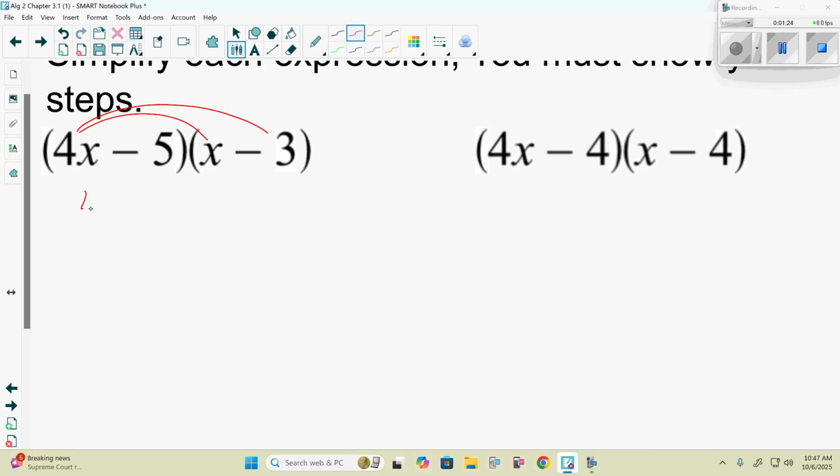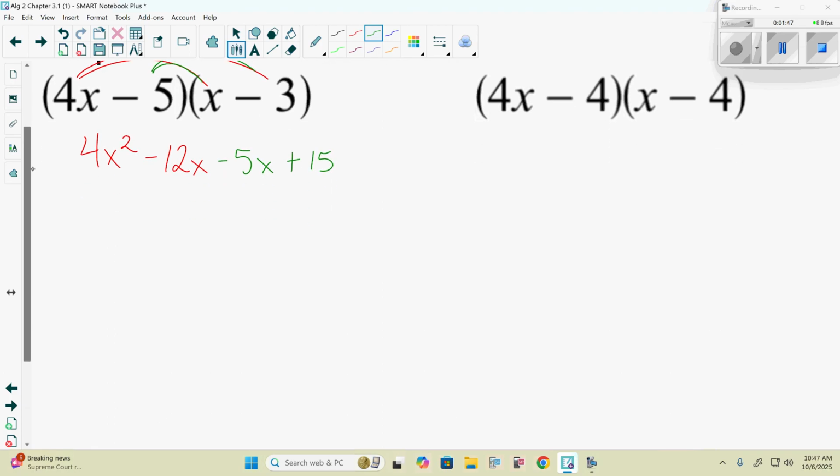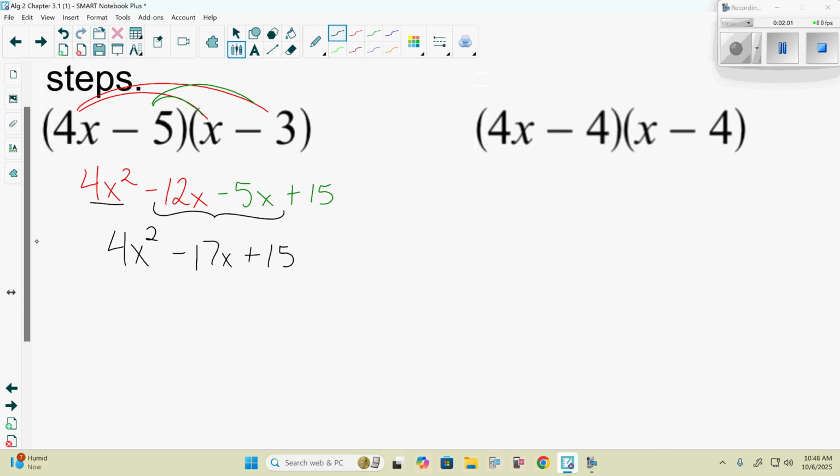We're going to do 4x times x, which would give us 4x squared. Then we'll do 4x times negative 3. 4 times negative 3 would be negative 12, and we still have our x. Next thing we're going to multiply through by is negative 5. So we'd say negative 5 times x is negative 5x. And negative 5 times negative 3 would be positive 15. Last thing we'd have to do is combine like terms. 4x squared does not have any like terms. But our negative 12x minus 5x would combine to give us negative 17x plus 15. And we know how to do this. We know how to multiply through to get to this here.